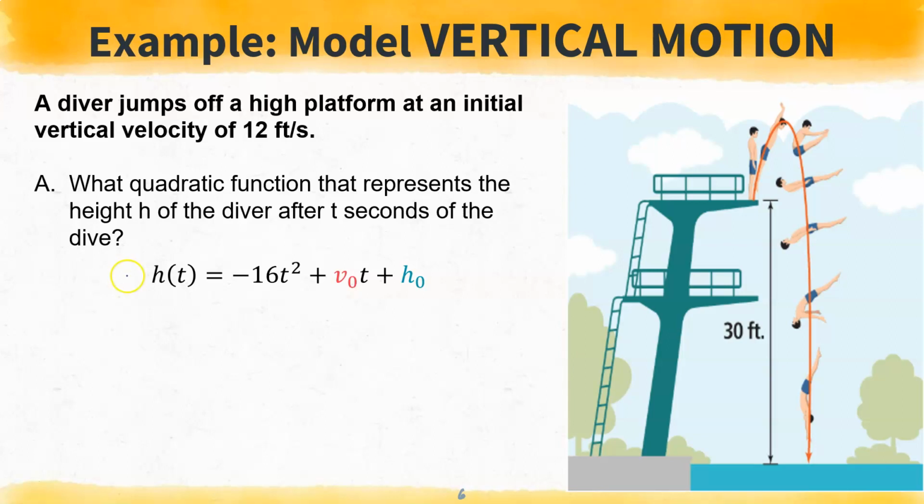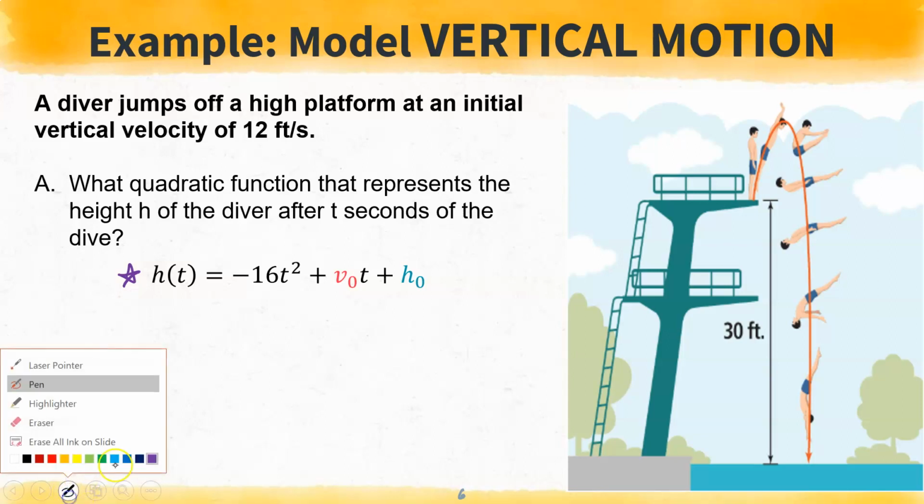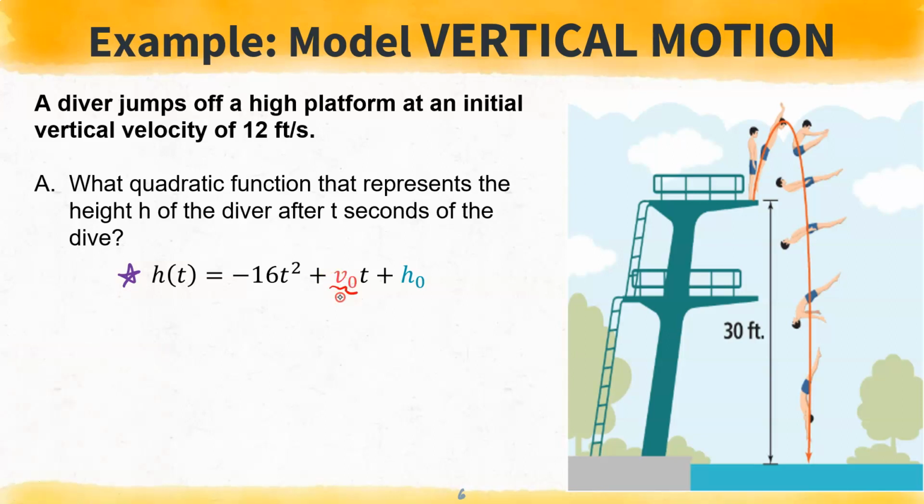So again, we need to know that we're going to use that formula we just wrote down. And our job, once again, is to find the v sub 0. So again, I look at the problem, and it says an initial vertical velocity of 12, which means I'm going to plug 12 in for v sub 0. Okay, so I know that's there, but then I also need this thing called h sub 0.